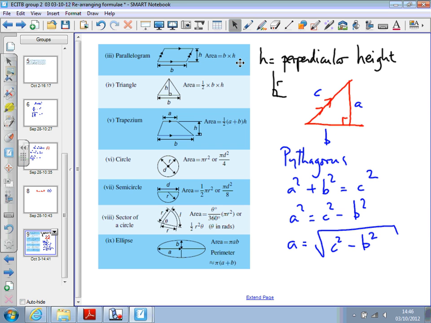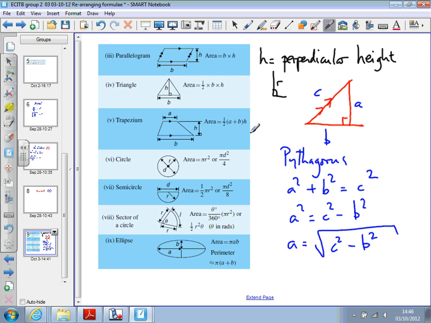So that formula is often used to find the perpendicular. In other words, this vertical A. Look at the trapezium formula underneath. That too involves h, which is the perpendicular height. So if I didn't know it, hopefully I'd have the means to find it out by using Pythagoras.